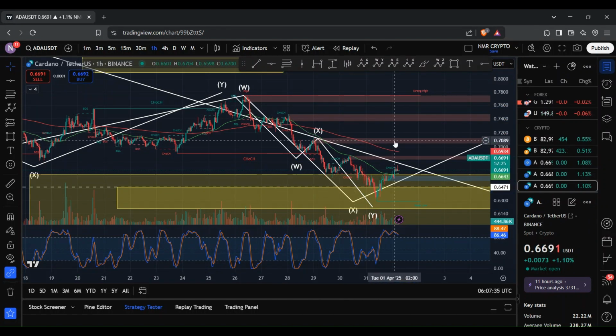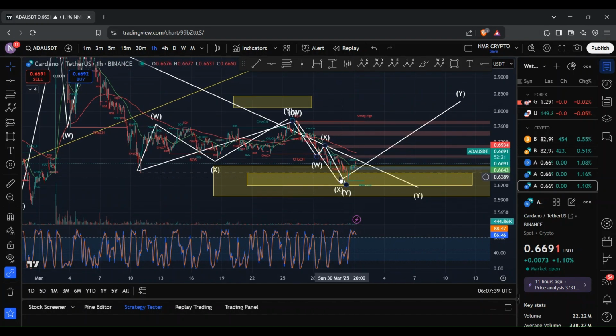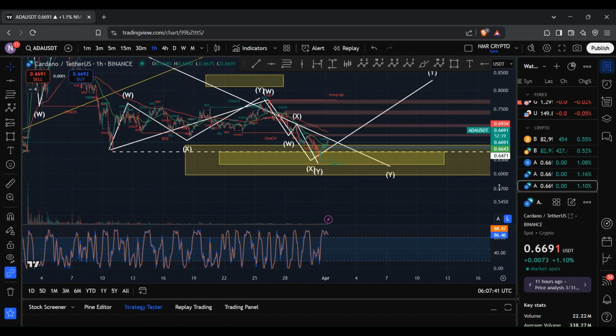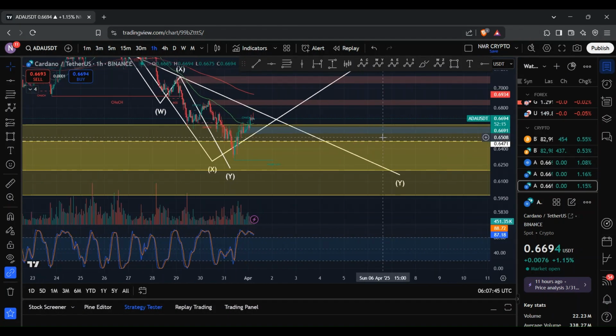And so if I just remove this to make it clearer, essentially that's what you have playing out, a WXY structure. And then we are now on the move to the upside. But we do need further confirmation. And one of which is that we continue to hold this position rather than seeing a continuation to the downside where we then break this local low.